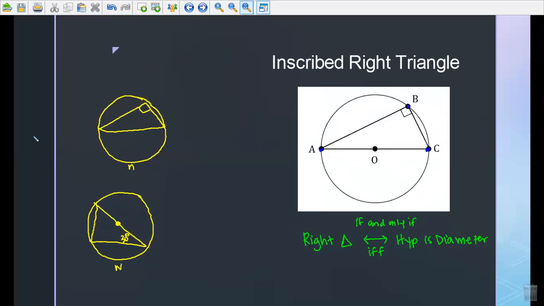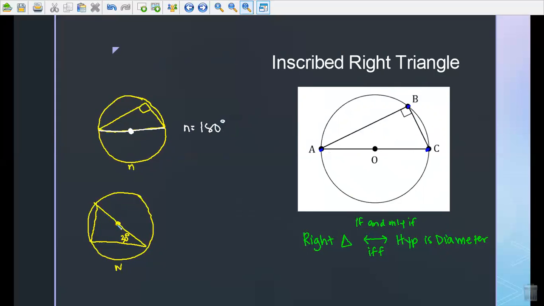For our first example here, I'm looking for this arc N, and I'm told that this is a right triangle. Because this is a right triangle, I automatically know that this segment here has to be a diameter. Because that's a diameter, it cuts that circle in half, which means that N is half of 360, or 180 degrees.